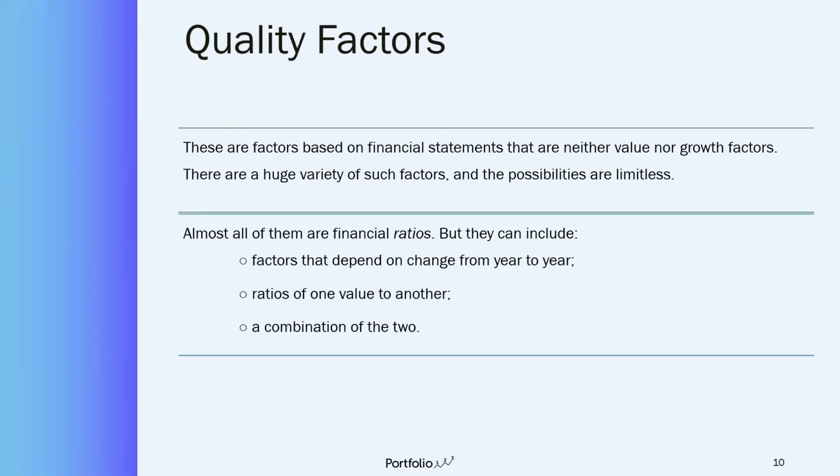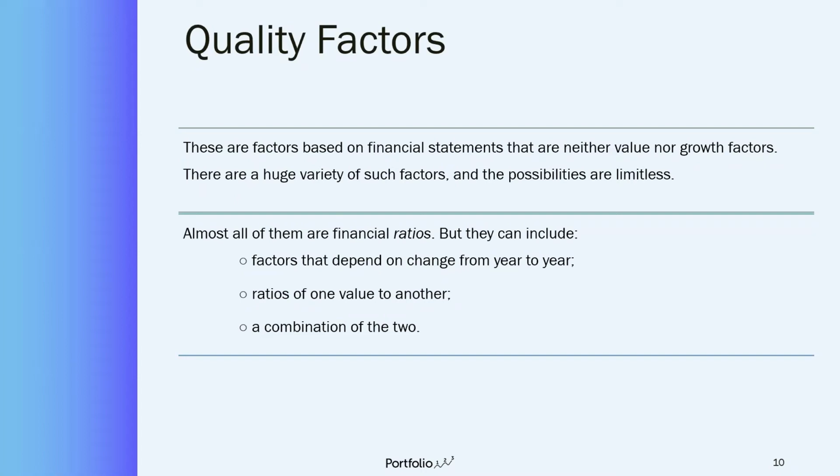Now, going back to these ratios, quality factors can include factors that depend on change from year to year. So, for example, the change in inventory is a quality factor. The change in accruals could be a quality factor. You could do things like that. Or they could be the change in a ratio from year to year. Those ratios I just mentioned, like the change in asset turnover and the change in return on assets from one period to another, could be quality factors.